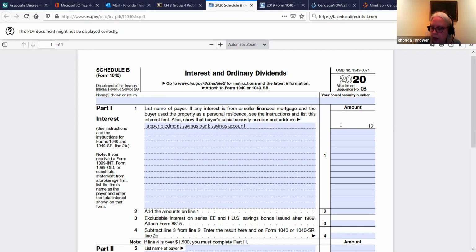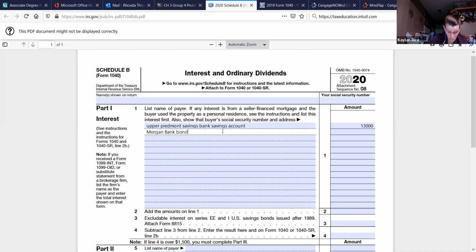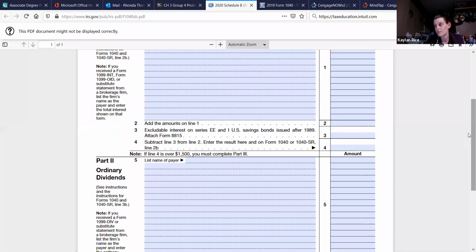Yes, that was for 13,000. And then there was one for Morgan Bank bond portfolio interest, and that was for 12,075. Yes. All right. And you combine the two of those together, 25,075, and that goes on line two.